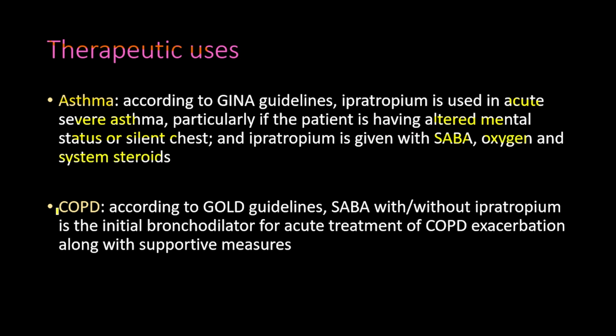The Ipratropium is also used in COPD. So according to the GOLD guidelines, the short-acting beta agonist, combined or not combined with Ipratropium, is the initial bronchodilator for acute treatment of COPD exacerbation, along with supportive measures.